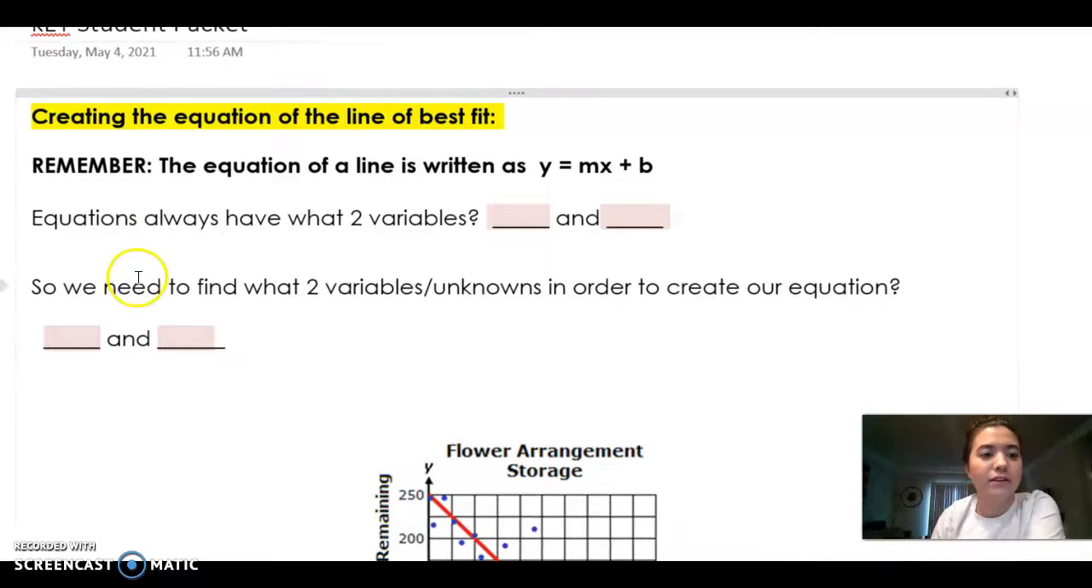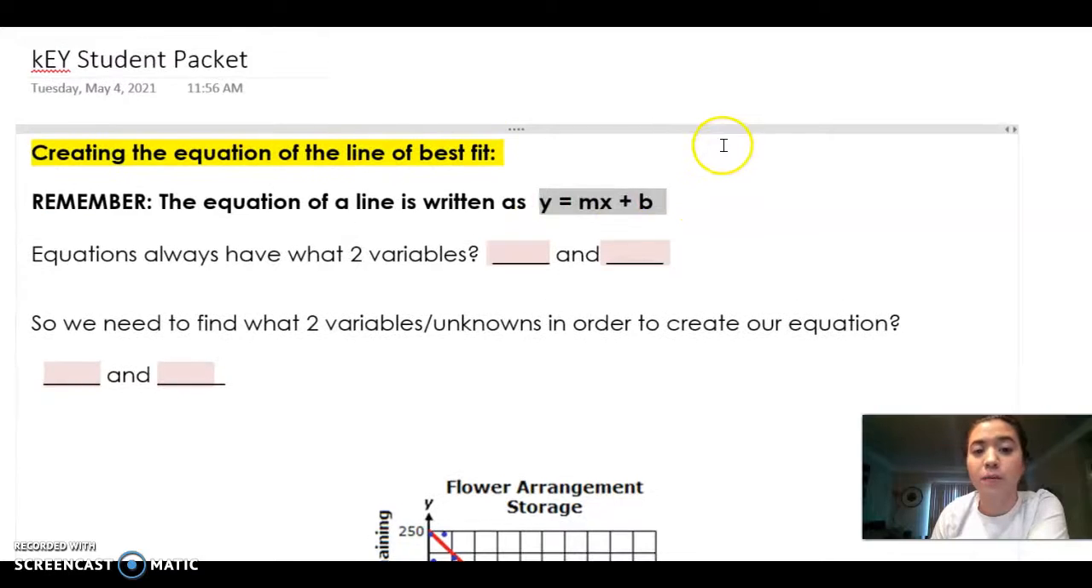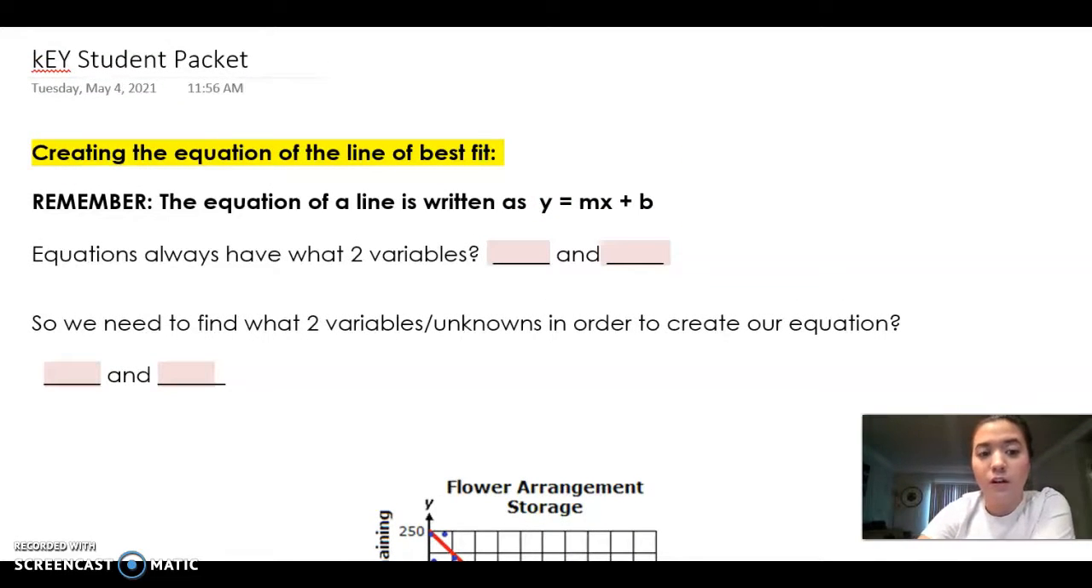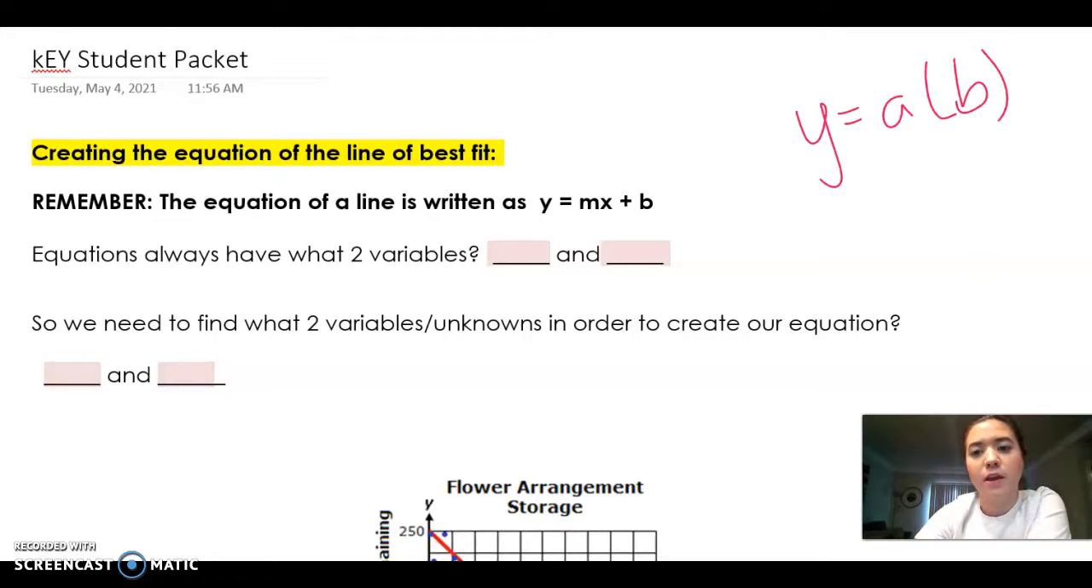So remember, the equation of a line is written as y equals mx plus b. We've had 2 different equations we've learned so far. We have a linear equation representing a straight line, and our other equation was y equals ab to the x. Linear, exponential. Remember, m is our slope, b is our y-intercept. Over here, a is our start value, b is our multiplier.